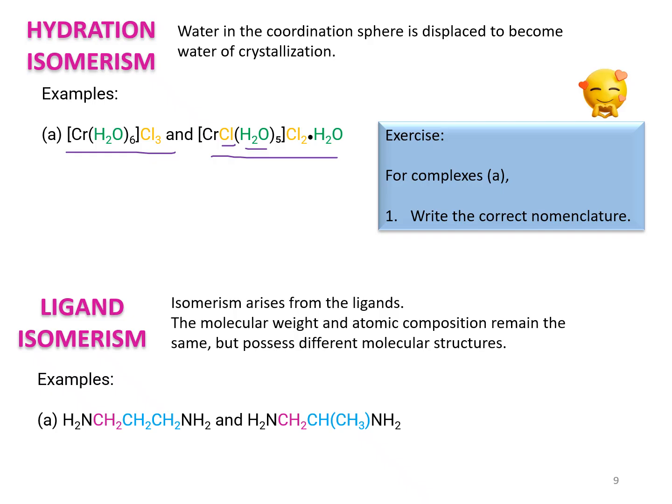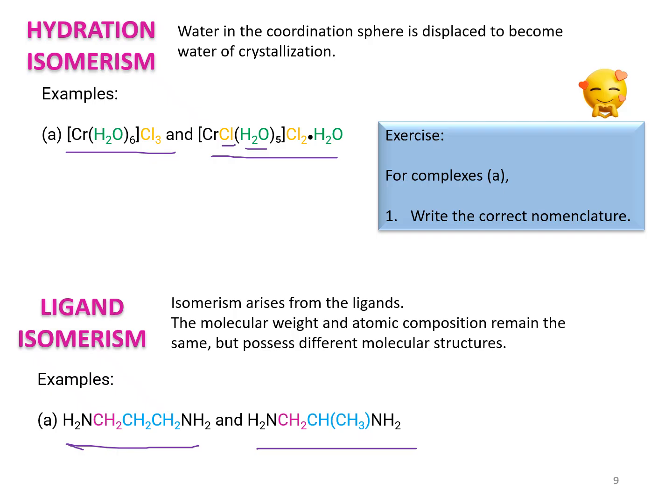The final isomer is ligand isomerism. The ligand isomerism is defined by the presence of ligands that carry the same molecular weight and the same atomic composition. However, they possess different molecular structures. For example here, number 1, the first ligand is propylene diamine. There are two amino groups and a propyl chain in the middle.